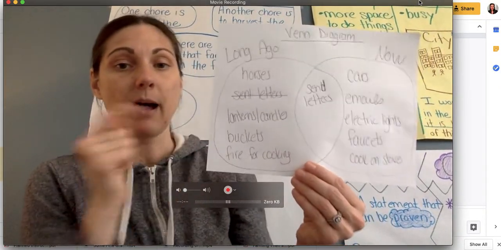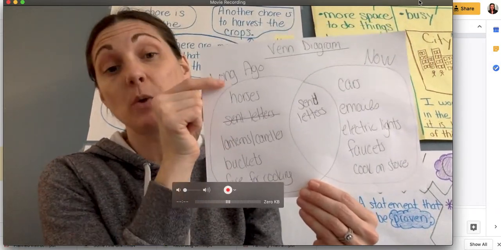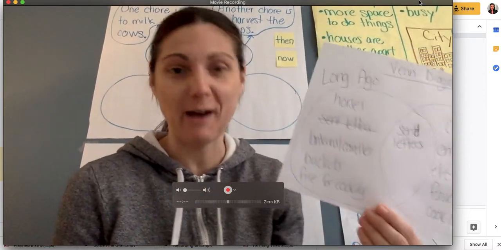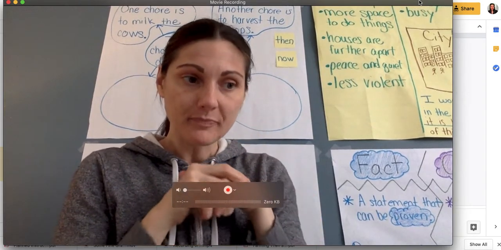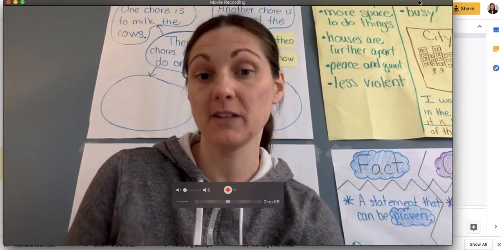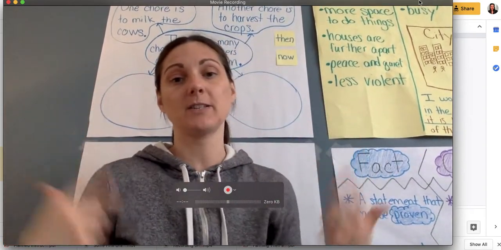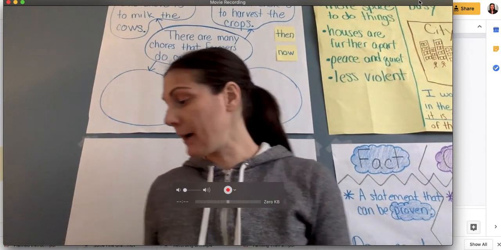I am going to draw it behind me here, and we're going to use the words then and now instead of long ago, because if you remember the text, it's called Farming Then and Now. And also the little clocks in the book have the word then on them if it's talking about how farming was back then, and now if it's talking about how farming is now. So those are the words we're going to use. So we're going to create a Venn diagram.